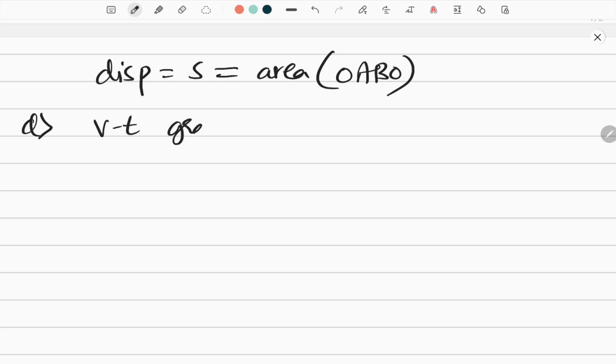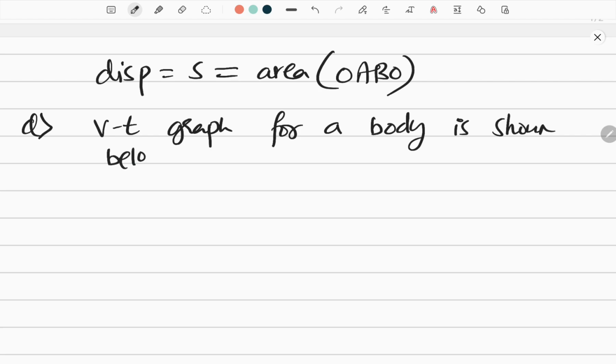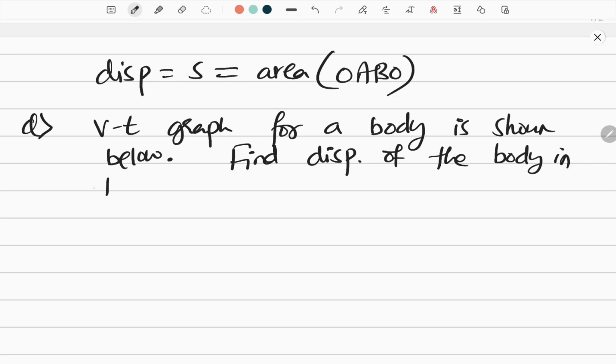Velocity time graph. The v-t graph for a body is shown below. Find the displacement of the body in this time period shown.